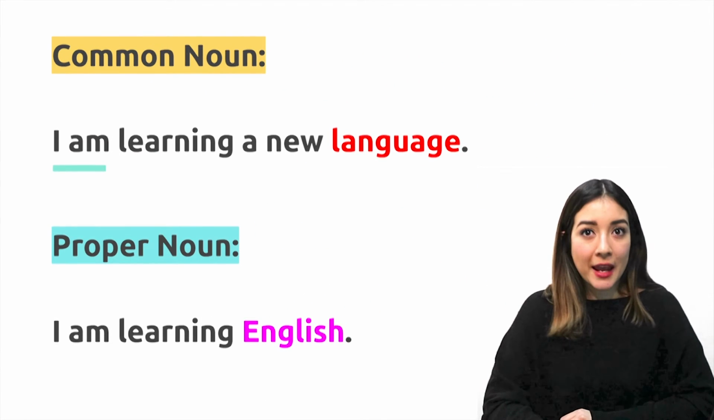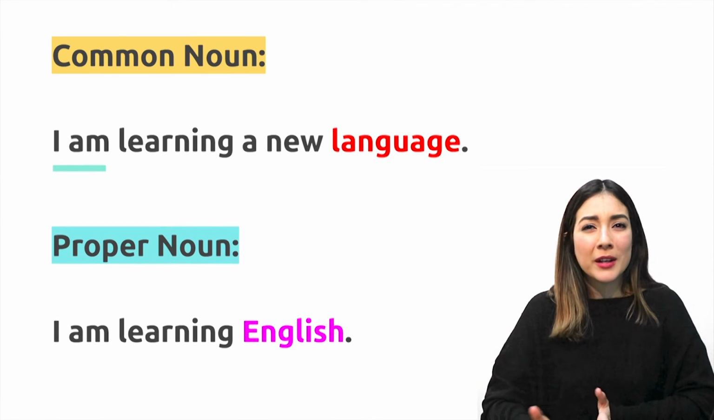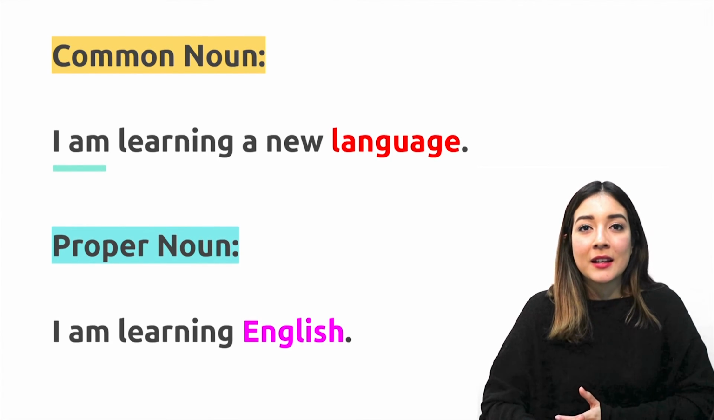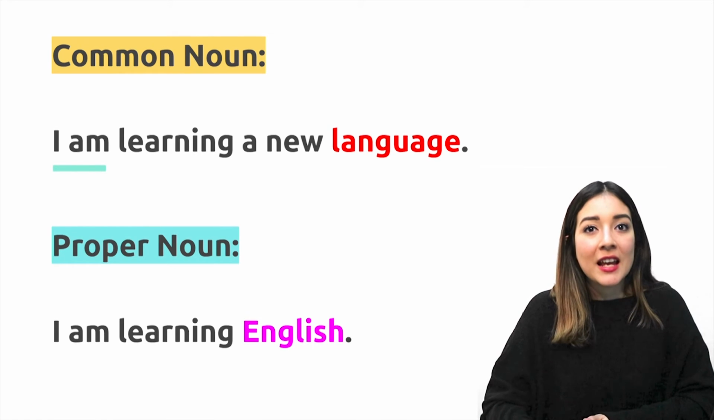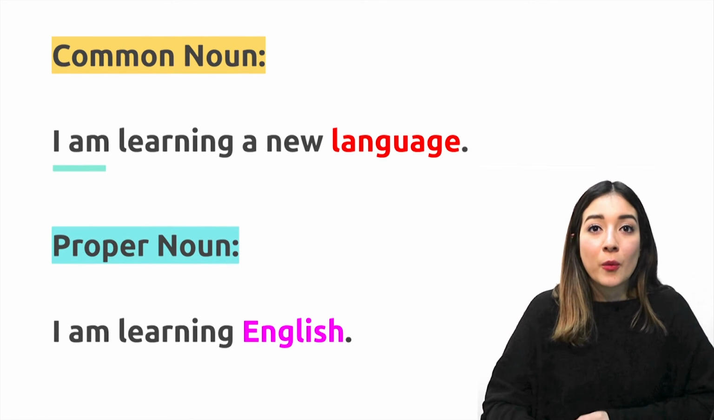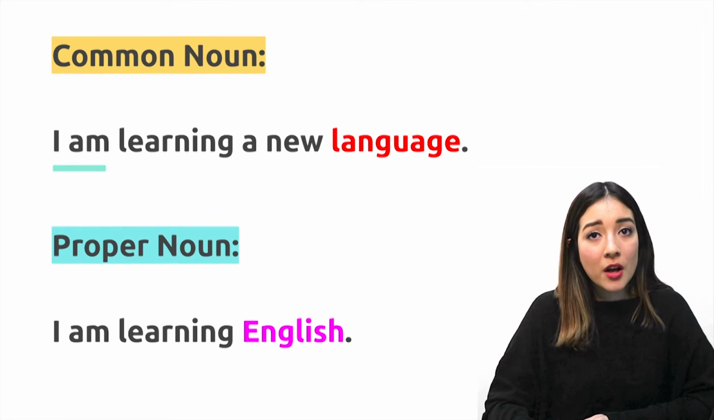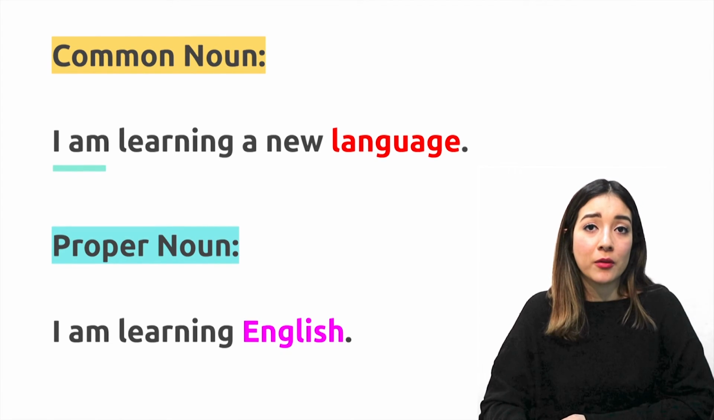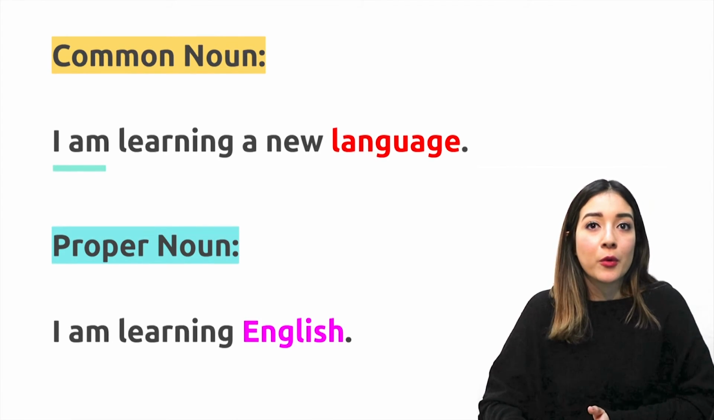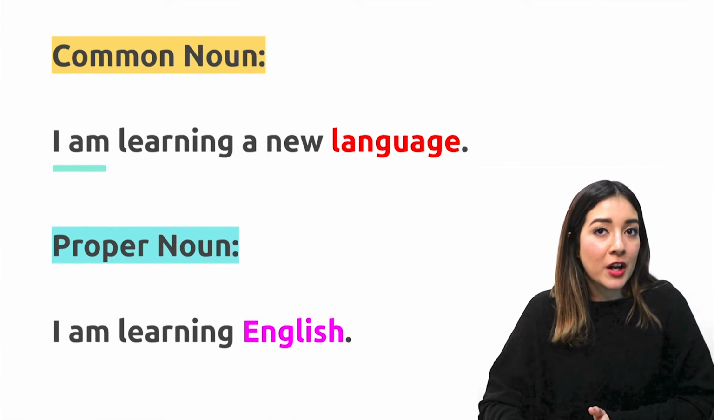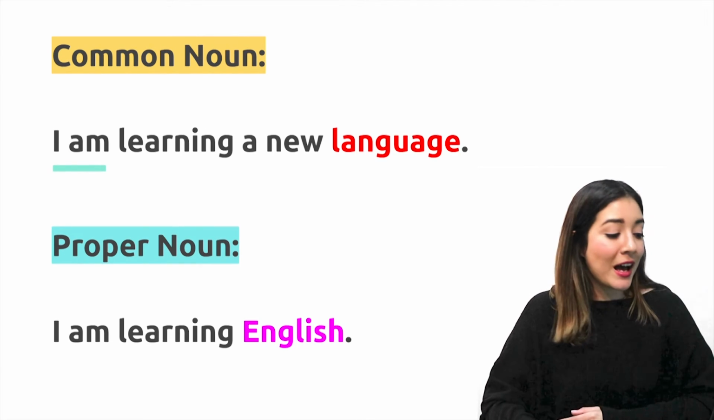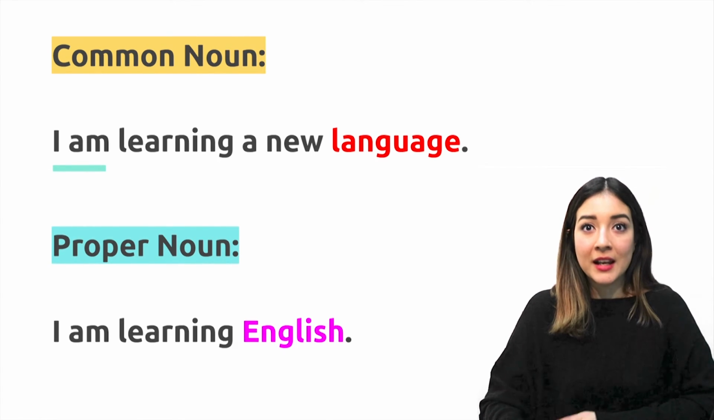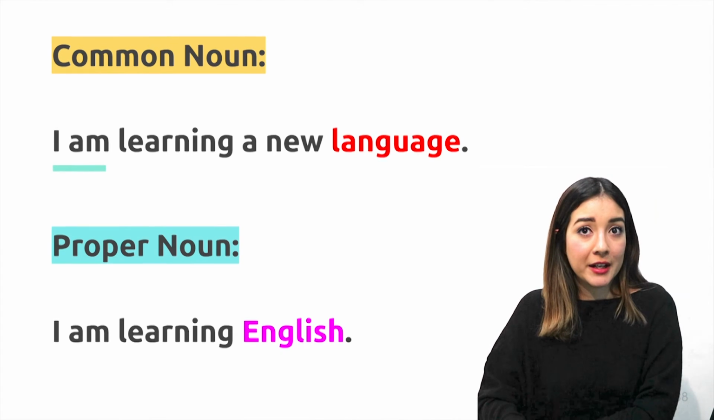I'm learning a new language. What language are you learning? If we could question who or what you're talking about, chances are that is a common noun. When it answers those questions, we know we're talking about a proper noun. There's no question about who, what, where we're talking about because we are clearly stating it. So, I am learning English. It is clear the language that I'm learning.